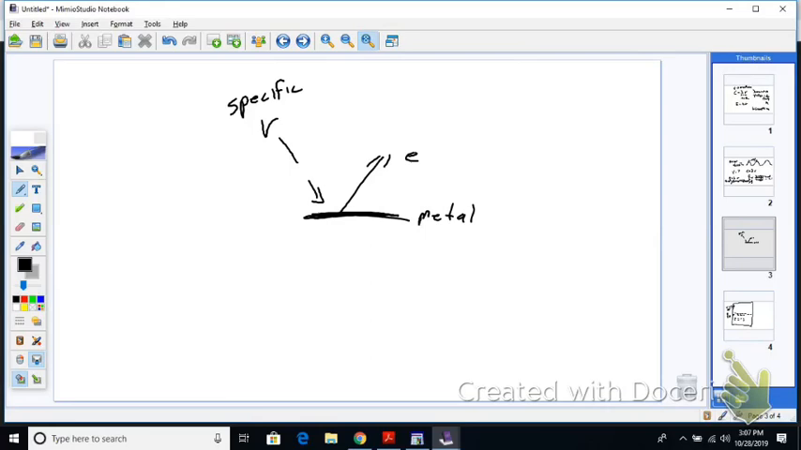Number 2, for light with frequency lower than the threshold frequency, no electrons are emitted regardless of the intensity of the light.